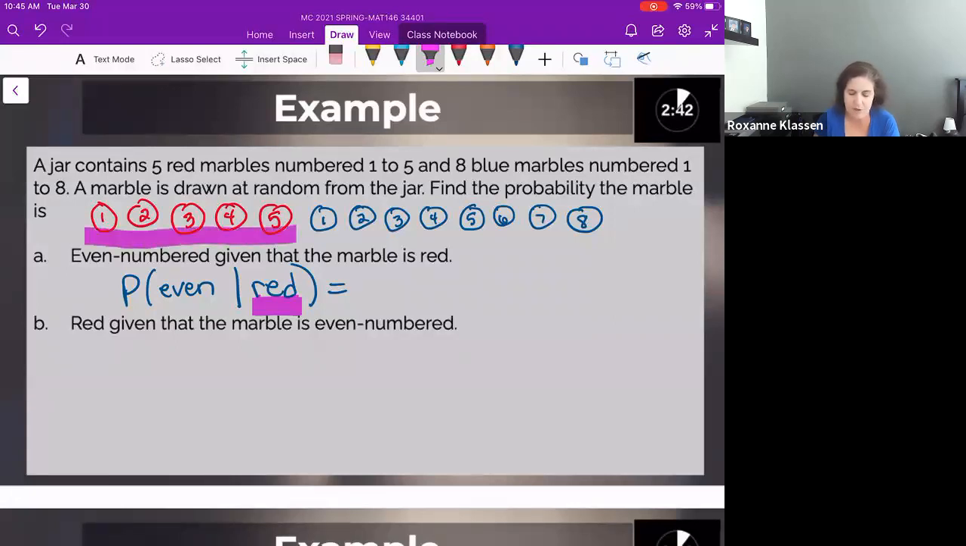Well, there's how many red marbles I have, right? I have 5 red marbles, so that must be my denominator. My numerator is going to be how many of those are even? Well, there's 2 of them that are even. So my answer is going to be 2 out of 5, or 2/5, which would also be 0.4 as a decimal, or 40% as a percent.